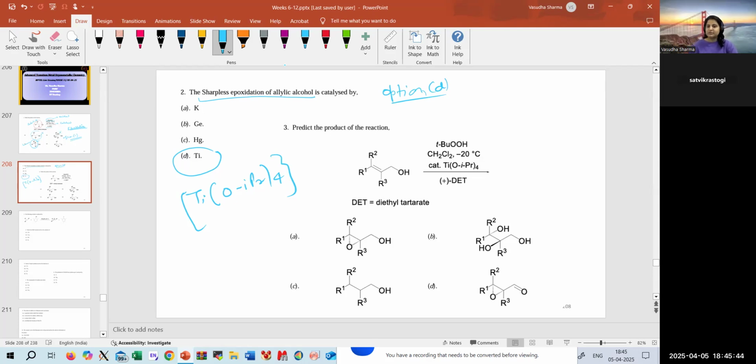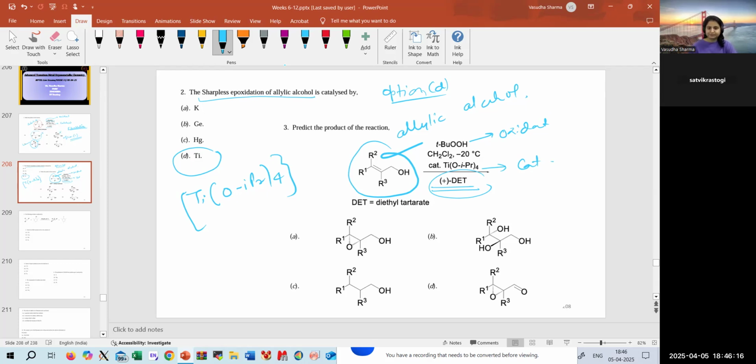This is also an example of Sharpless epoxidation. You can see the substrate is an allylic alcohol, and we are giving a source of oxidant here, again in the presence of the catalyst. And here the feature that has been changed is plus DET. So depending upon what chirality you are introducing, your product will change. In case of minus, oxygen was coming above the plane. Here it would come below the plane.